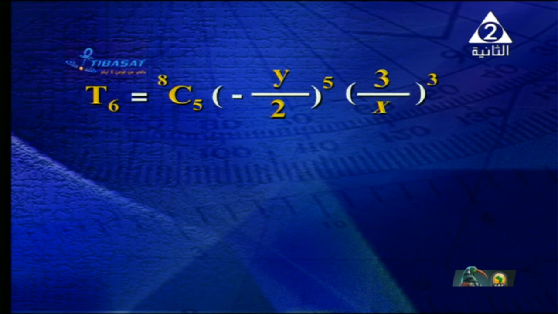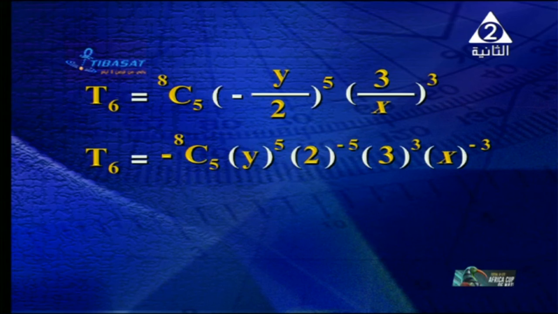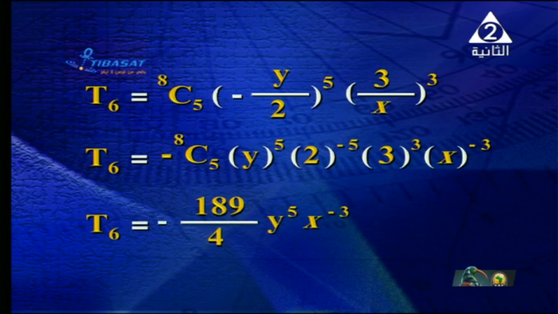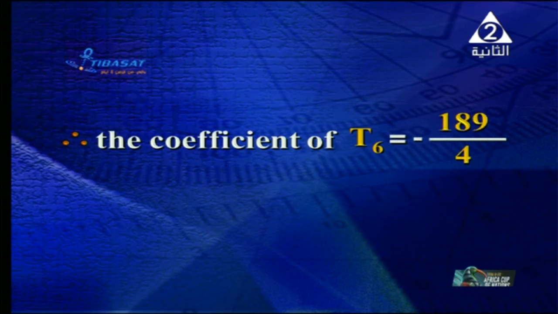We know that T6 equals 10C5, second term to the power 5, first term to the power 10 minus 5. Then T6 equals negative 10C5, y to the power 5, 2 to the power negative 5, 3 to the power 5, x to the power negative 5. My dear student, by using a calculator we calculate the coefficient of the term: T6 equals negative 189 over 4, y to the power 5, x to the power negative 3. The coefficient of T6 is negative 189 over 4.